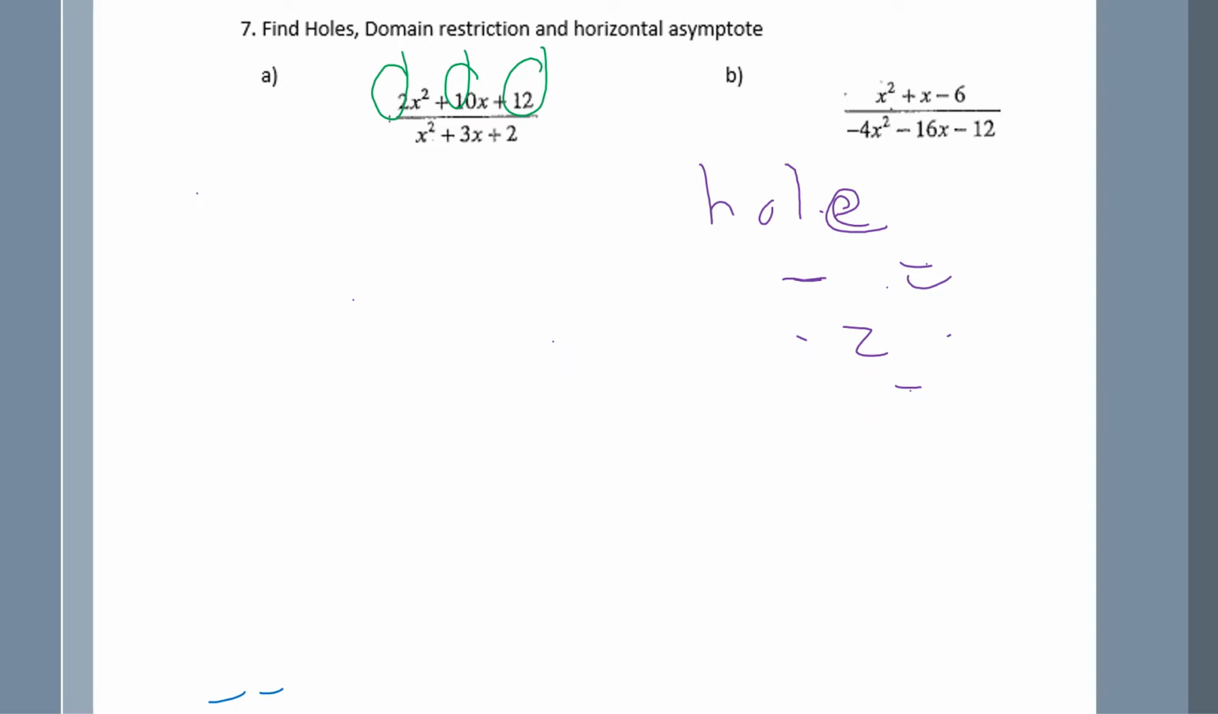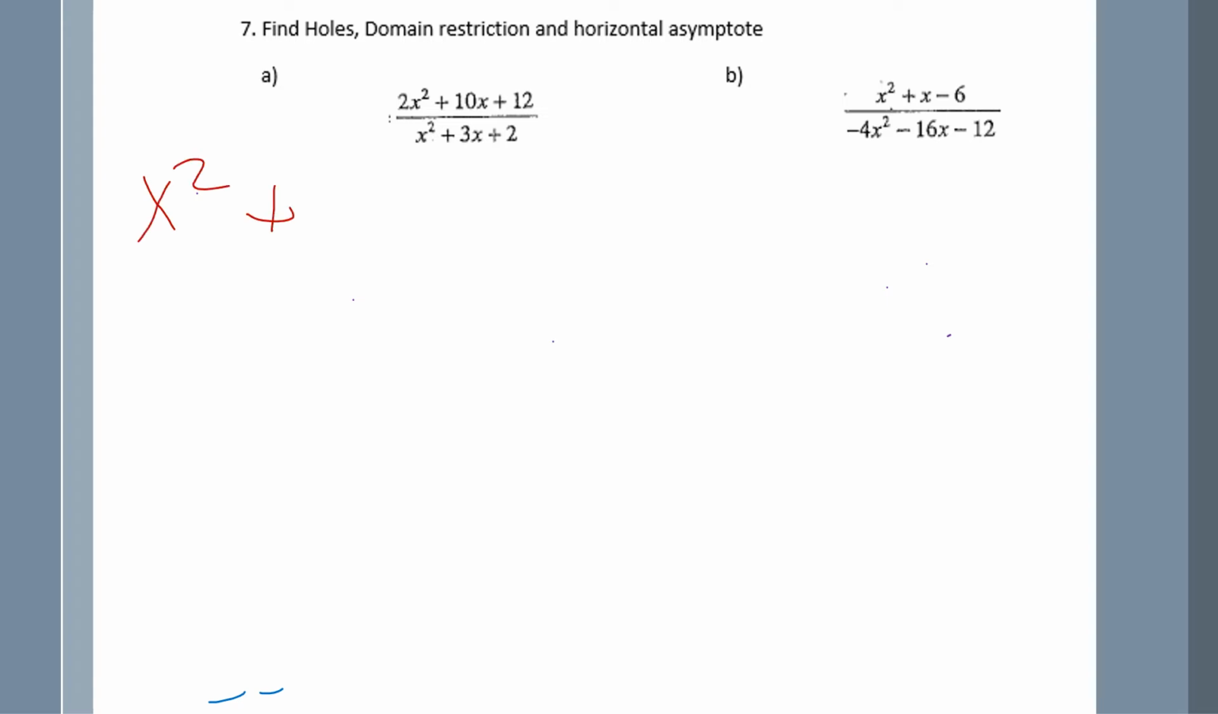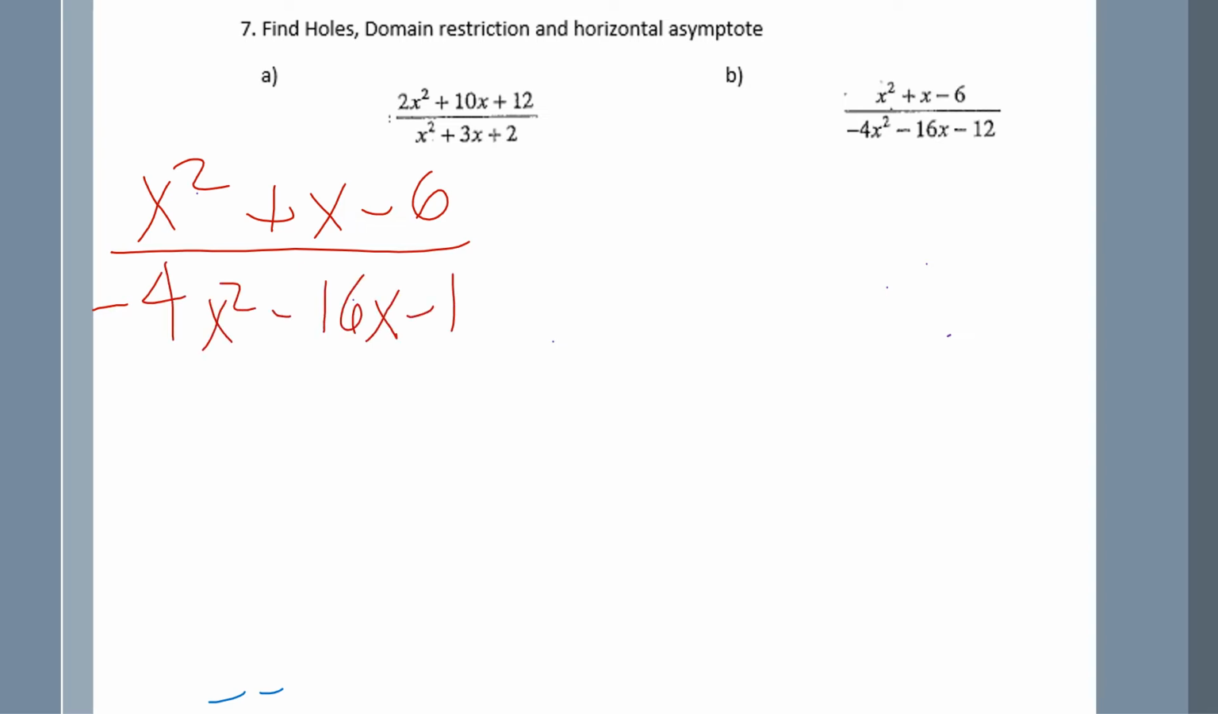All right, let's do B of this. (x squared + x - 6) over (-4x squared - 16x - 12). Well, let's start out with the denominator first.